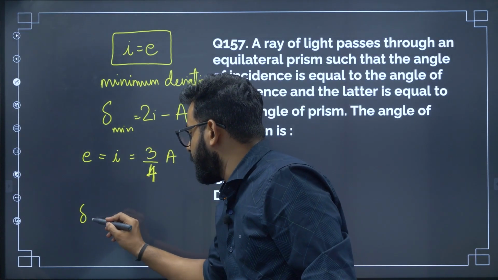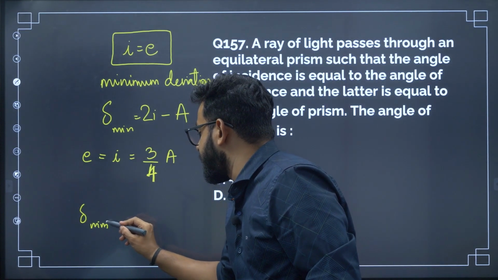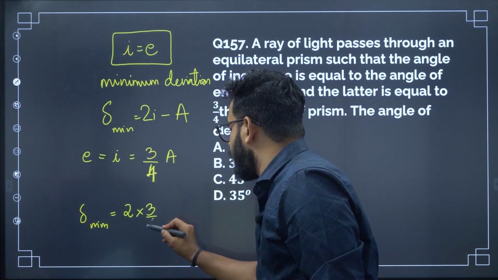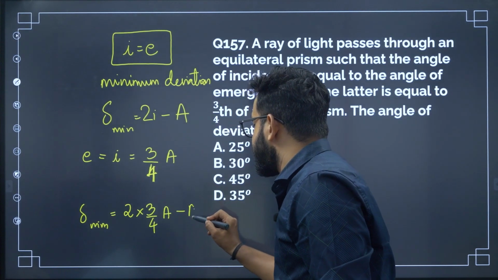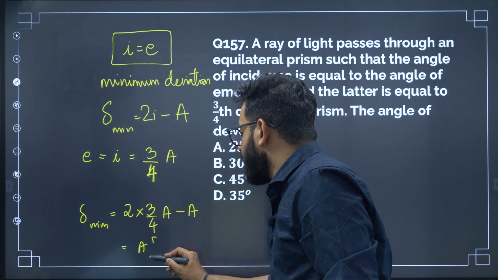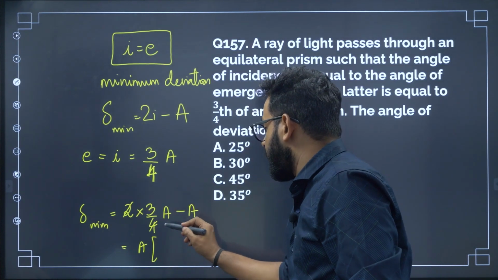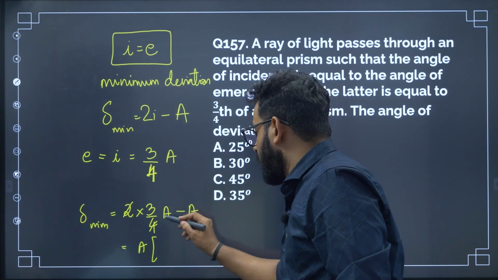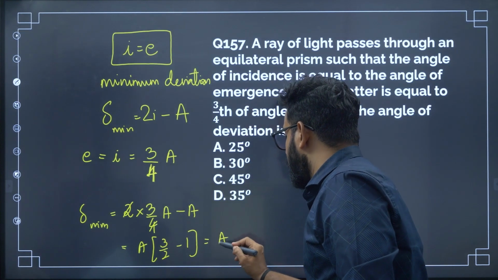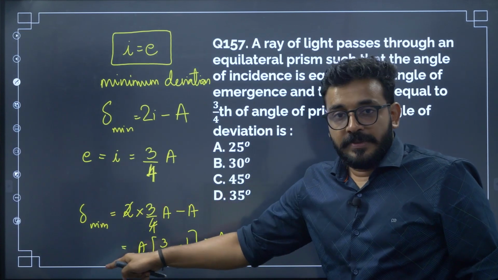So delta min, or whatever is the deviation angle, is equal to 2 into 3/4 of A minus A. Okay, so A you can take it as common. Then you have 3/2 minus 1, which is equal to 1/2 A. So delta min is equal to A/2.